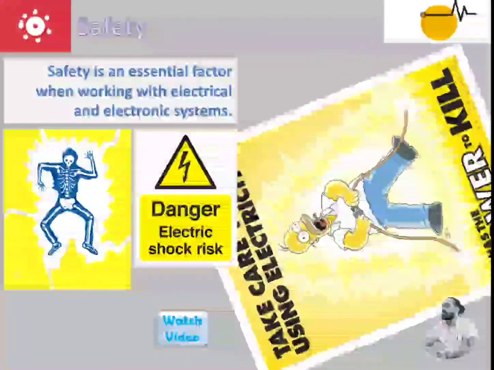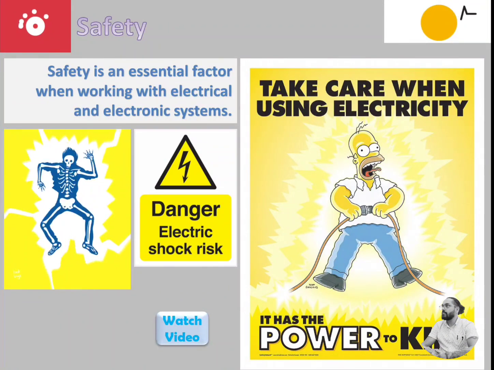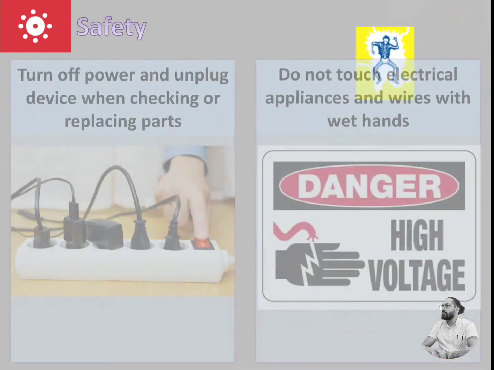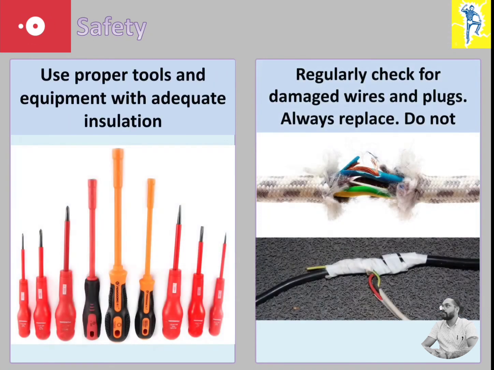Safety is a very important factor when we work with electrical and electronic systems. The first safety rule that we have to observe is that we have to turn off power and unplug devices when checking or replacing parts. We must not touch electrical appliances and wires with wet hands. We have to use proper tools and equipment with adequate insulation to prevent electrocution.